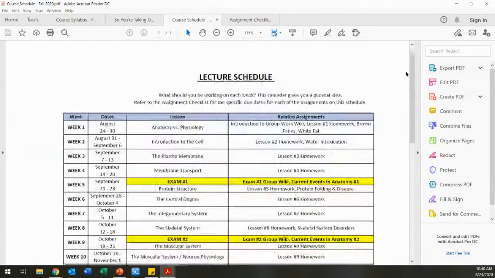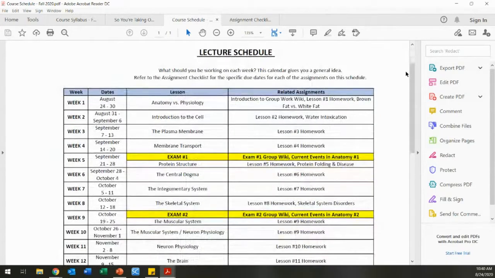I'm going to show you the lecture schedule just to give you an idea of what you should be studying each week. This will also be a good guide to let you know generally what we'll be covering in our lecture sessions together. So this week right now, you're doing lesson number 1. That's anatomy versus physiology. So what's the difference between those two things? That's our lesson for this week.